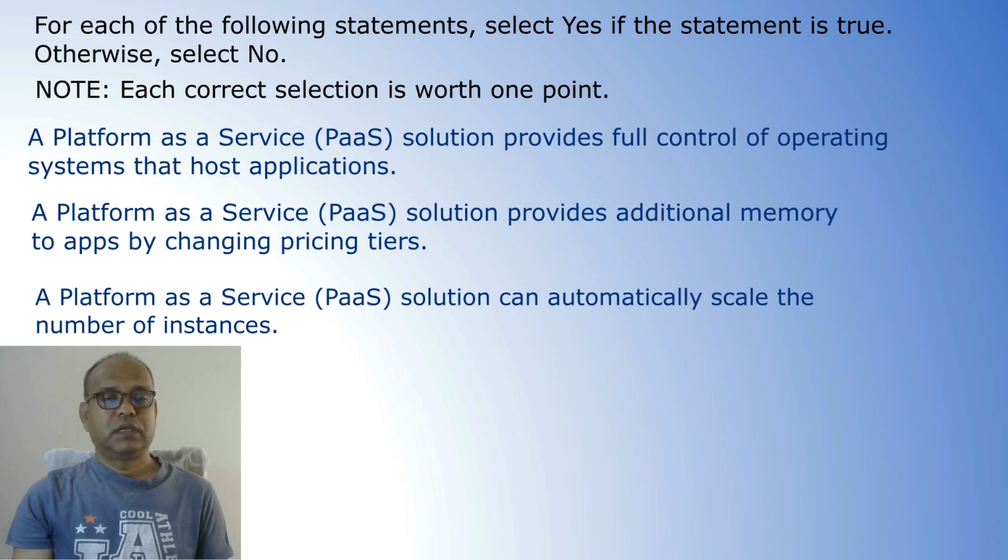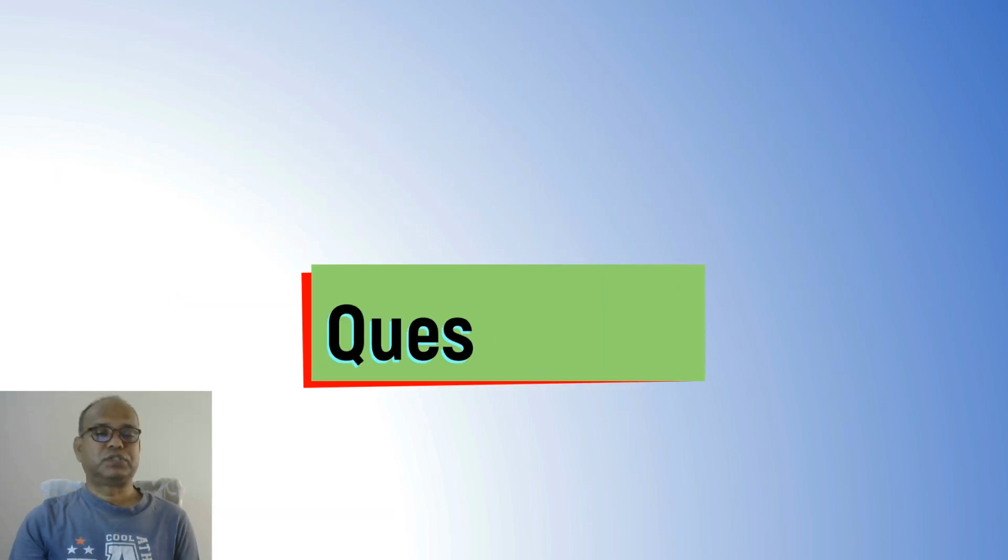Answer. In statement 1, the PaaS cloud model has no control of the operating system, so this is false. In statement 2, the PaaS cloud model provides additional memory by changing pricing tiers, so this is true. In statement 3, the PaaS cloud model can automatically scale the number of instances. Therefore, this statement is true. Next question. Question number 60.